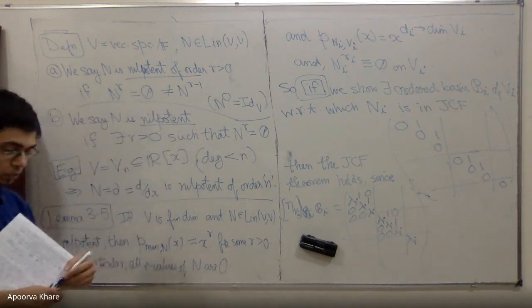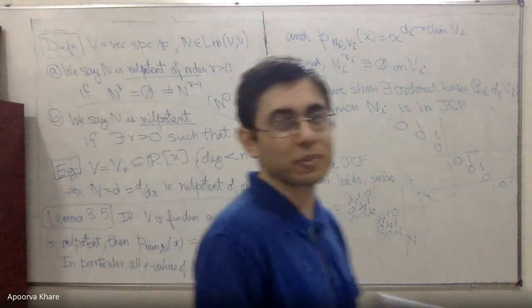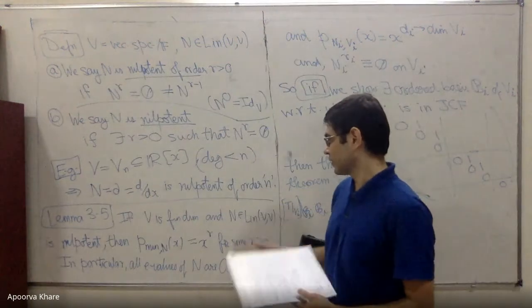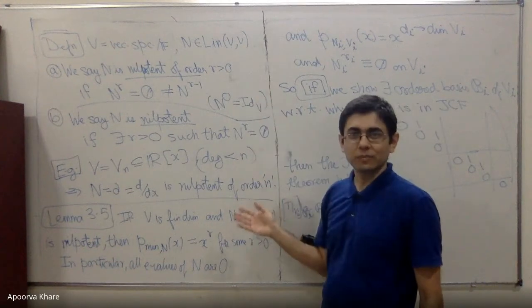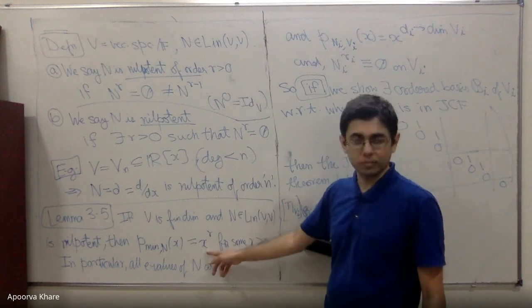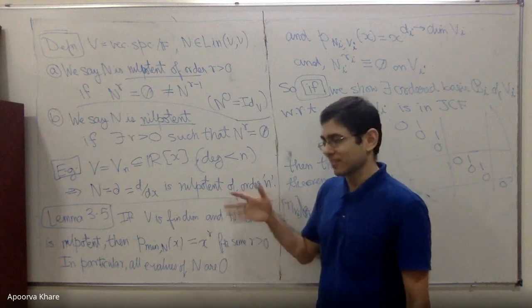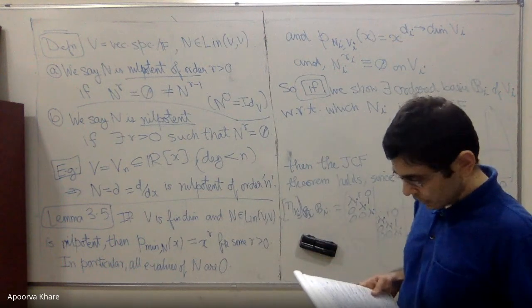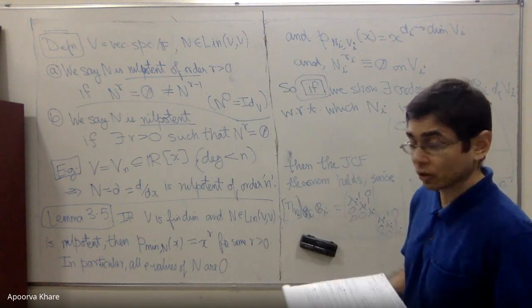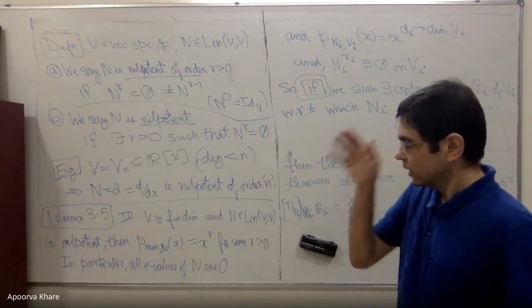Of course, you can say more than that. If you knew the Jordan canonical form theorem, then writing N in that way, you could say that the characteristic polynomial is also of the same form, x to the dimension. But let's not worry about that. That will follow from the Jordan canonical form theorem. Okay, but now why is this true?